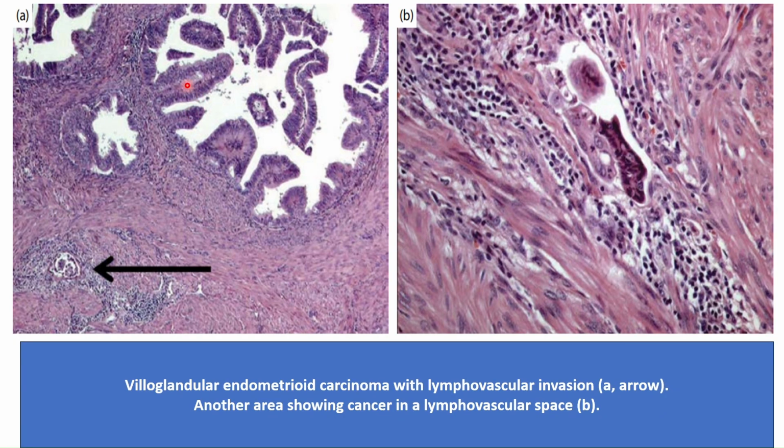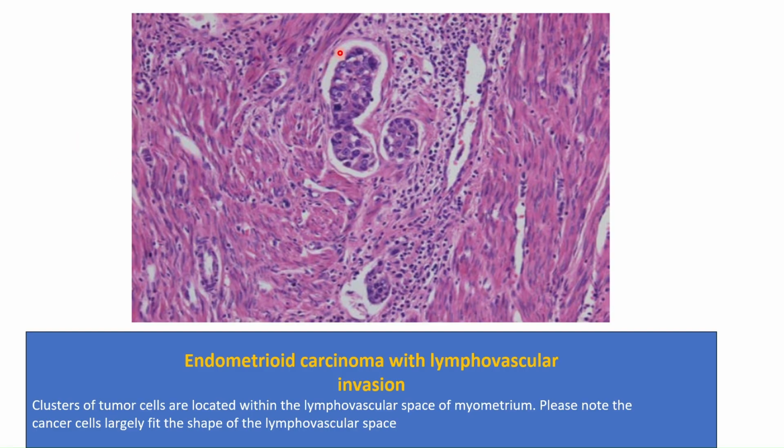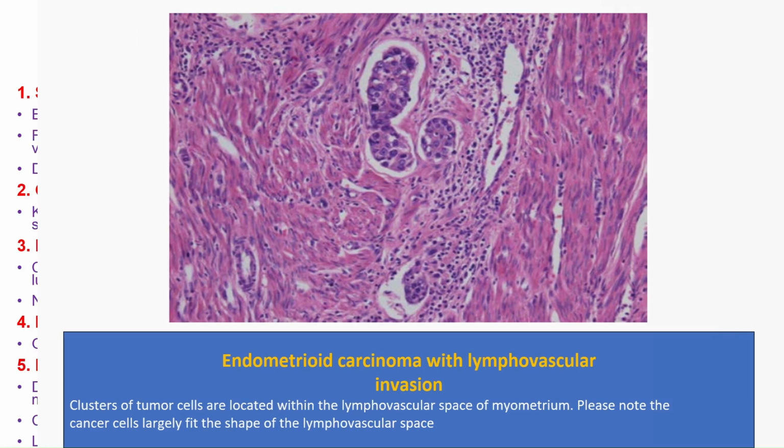So here this is a villoglandular endometrioid carcinoma, and this is the vascular invasion where the vessels contain tumor cells. And here also is a tumor showing lymphovascular invasion. These are the tumor cells in the lymphovascular space. Here we can see this tumor nest has taken the shape of this lymphovascular space. So this is lymphovascular invasion.